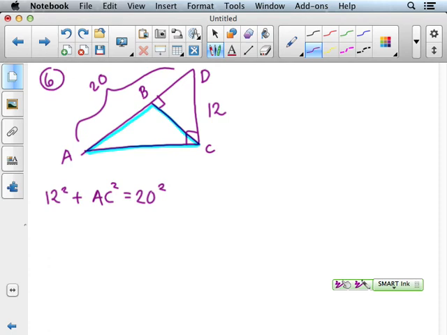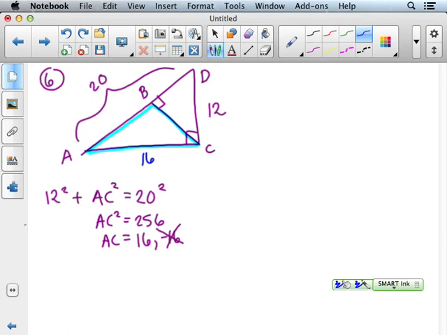Let me flip to my notes here. We've got 144, 400. When you subtract, we get AC squared equals 256. We square root, and so AC equals 16 or negative 16, because that's what happens when you take the square root. We can't use the negative value, so we get positive 16. So here, that's 16. Now I'm going to use my geometric mean to figure out AB and BC.